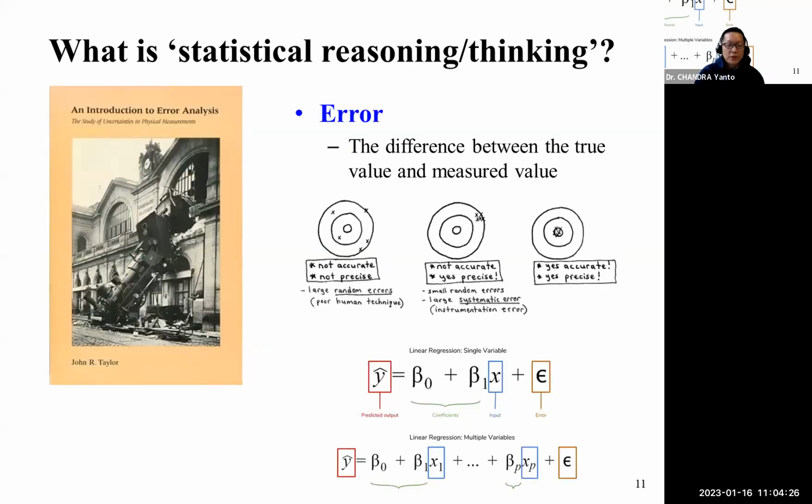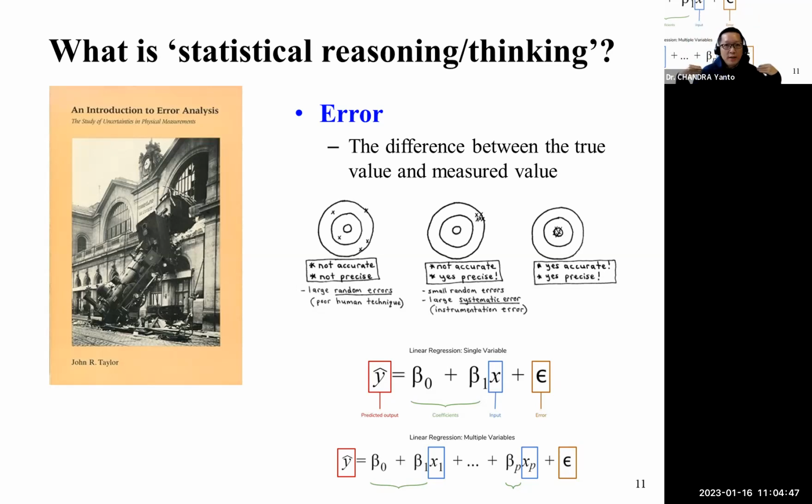Another type of statistical reasoning is what we call error. What is error? It's common sense, right? There is something that is really true, and there is something that you think is true. The thing that you think is true is what you measure. We call it the measured value. And the thing that is really true is called the true value, right?